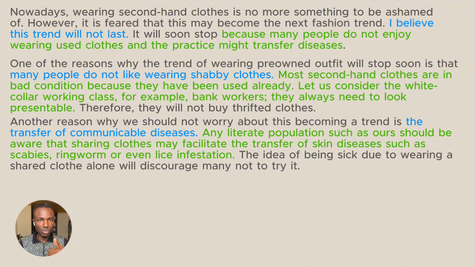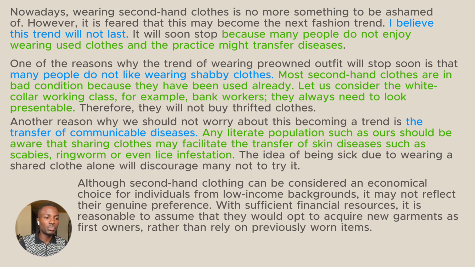Now, we are done with our first and second body paragraphs. We are now going to our third body paragraph. Our third body paragraph should bring the opinion of people who may disagree with us, and then make it less valid, or make it carry less weight. And this is what we wrote here. Although second-hand clothing can be considered an economical choice for individuals from low-income backgrounds, it may not reflect their genuine preference.